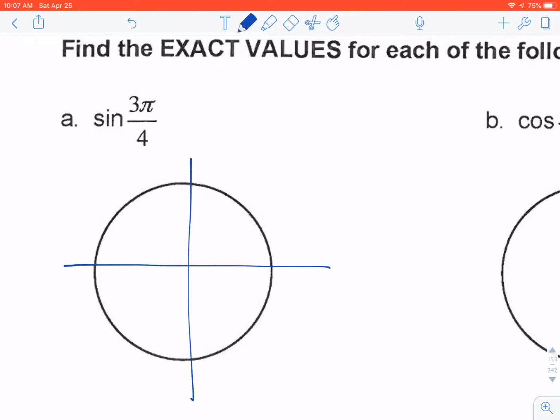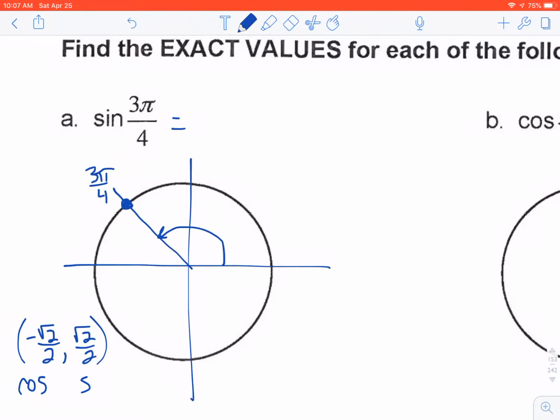Okay, so finding the exact value of sine 3 pi over 4. The first thing we want to do is find on the unit circle where that is. So 3 pi over 4 is right here. Since we're a family of 4, we know it's square root of 2 over 2, square root 2 over 2. But since we're in quadrant 2, that first point, your cosine, is going to be negative. So negative square root 2 over 2, comma positive square root 2 over 2. This is your cosine. This is your sine. Okay? So your answer for A is square root 2 over 2, because they're just asking for the sine of 3 pi over 4.